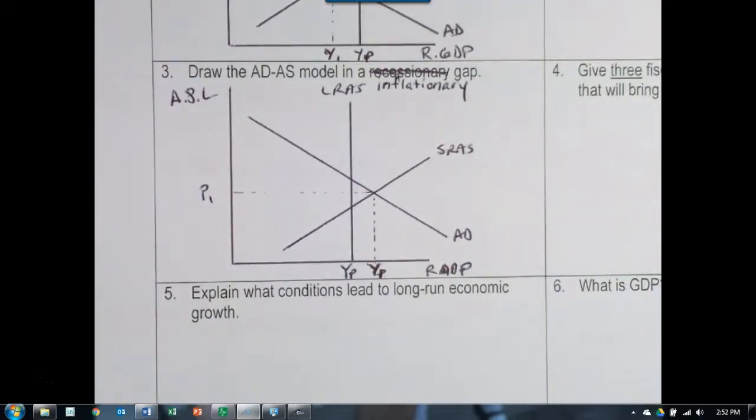So those are the various ways that this particular gap would resolve itself or be resolved by government.